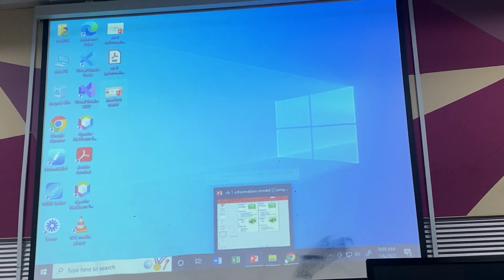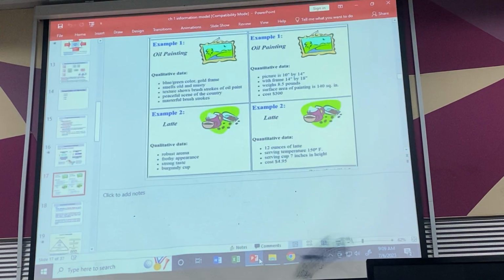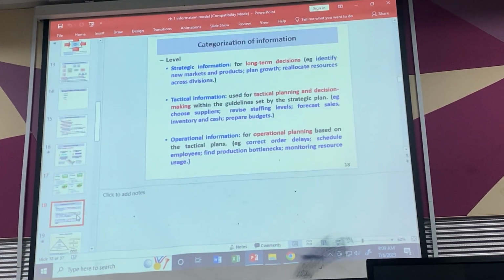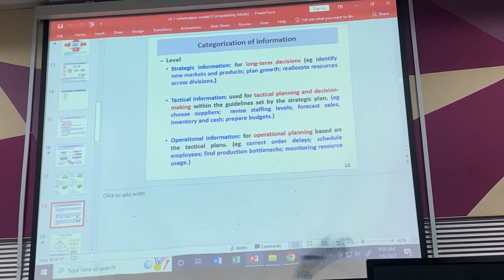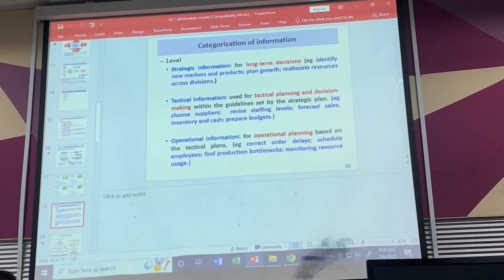Okay, now this is a marking guideline, so I share with you how I mark. Now we go to the next one. Next one is talking about levels of information: strategic, tactical, operational, and these three are also interrelated.